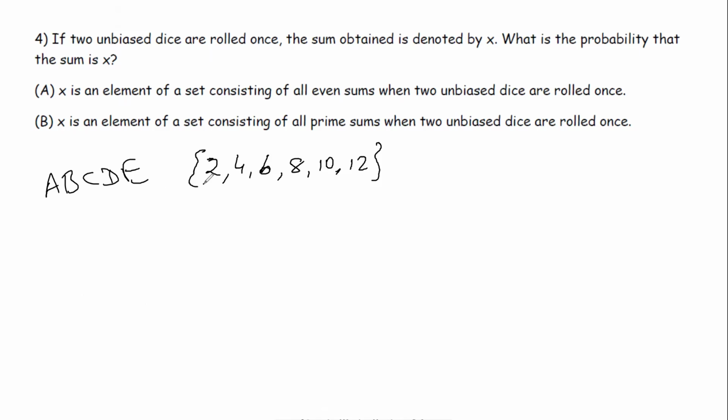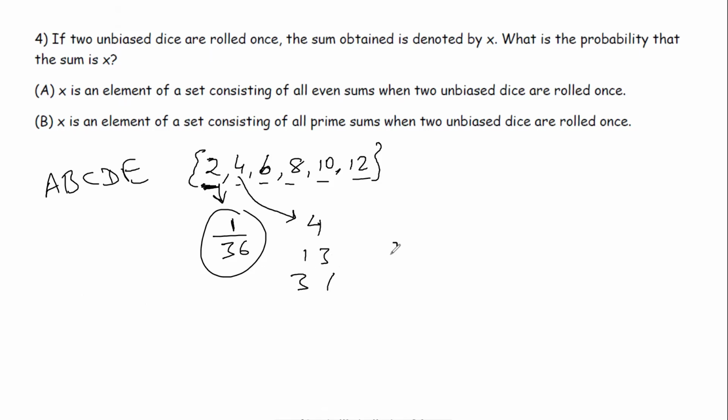So X is an element of a set consisting of all evens, and the probability keeps changing. Suppose it was 2, then out of 36, only once do we get the sum of 2. But if it is 4, then we have 1, 3, 3, 1, so 2 out of 36 possibilities. So A is not answering. So A and D are out.